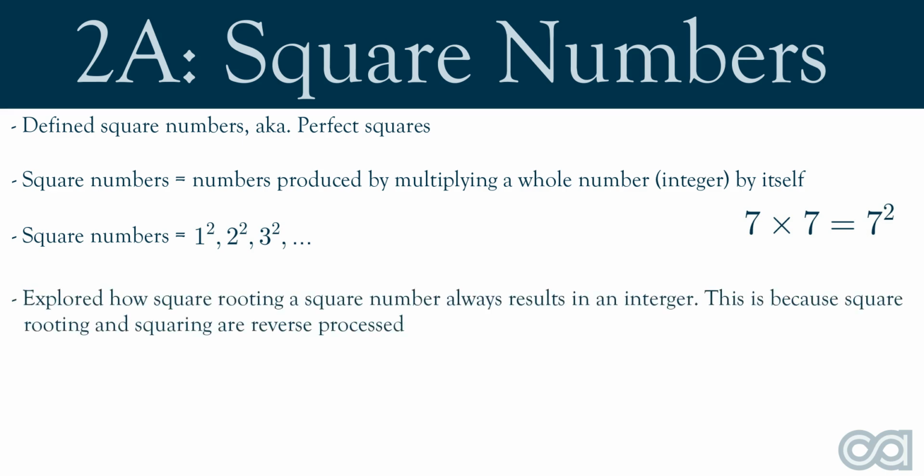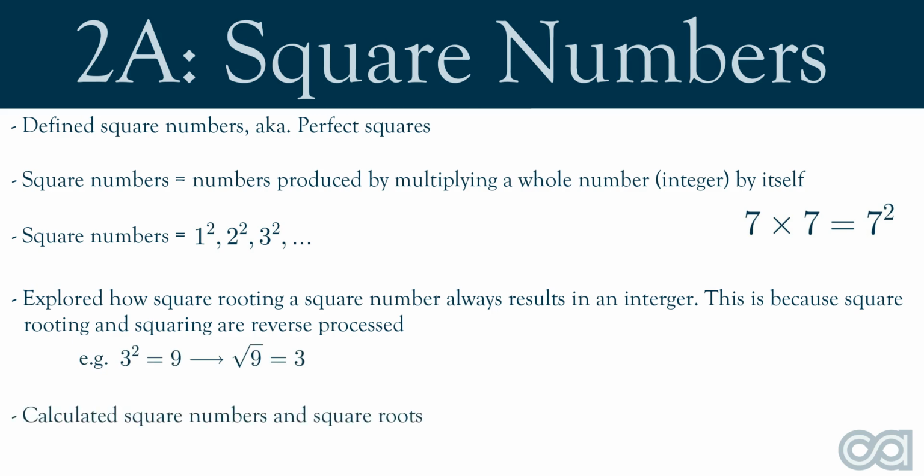We explored how square rooting a square number always results in an integer answer. This is because square rooting is the reverse process of squaring. For example, 3 squared is 9, therefore the square root of 9 is 3. Finally, we calculated square numbers and square roots in some example questions.